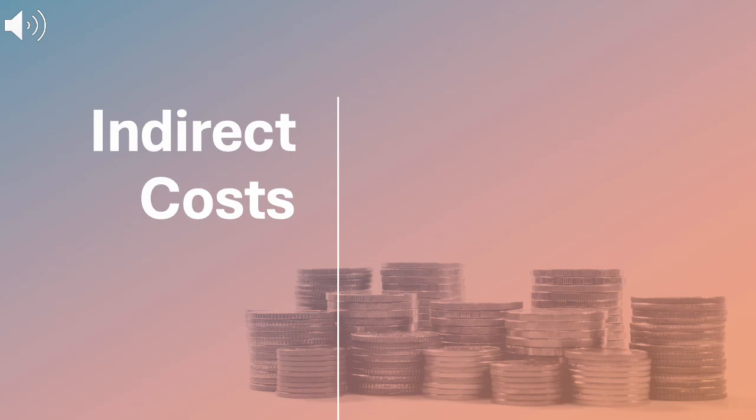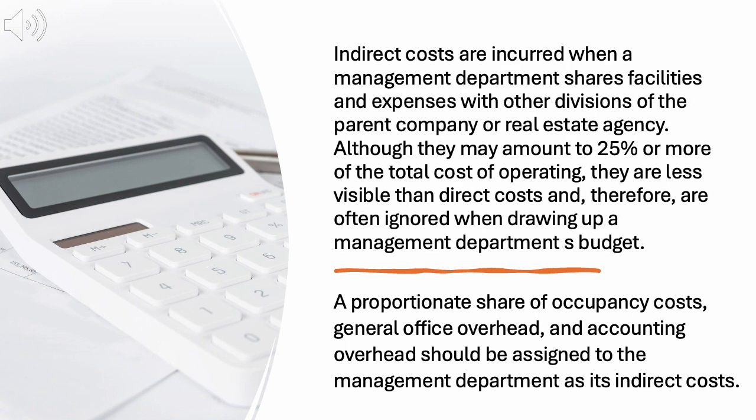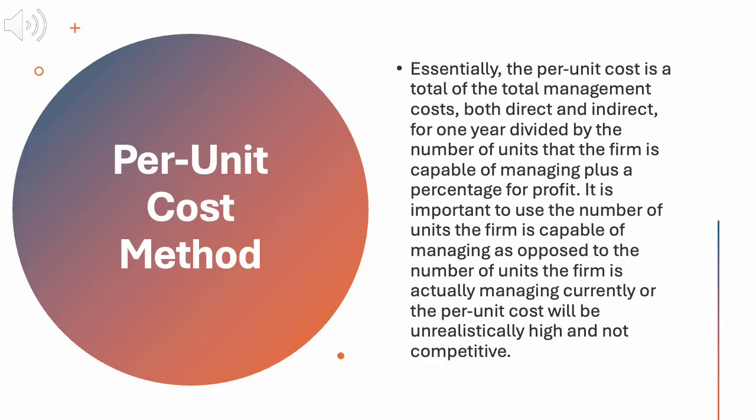Indirect costs. Indirect costs are incurred when a management department shares facilities and expenses with other divisions of the parent company or real estate agency. Although they may amount to 25% or more of the total cost of operating, they are less visible than direct costs and therefore are often ignored when drawing up a management department's budget. A proportionate share of occupancy costs, general office overhead, and accounting overhead should be assigned to the management department as its indirect costs. Per unit cost method.